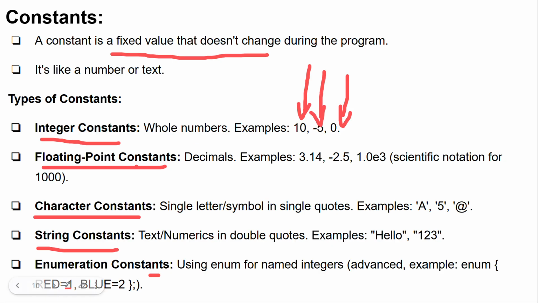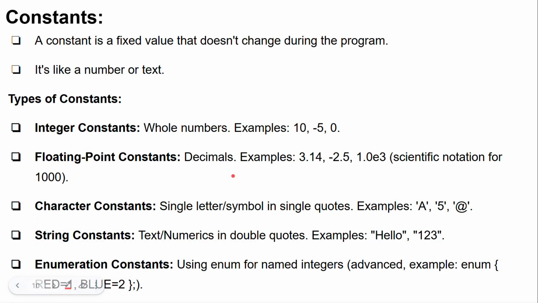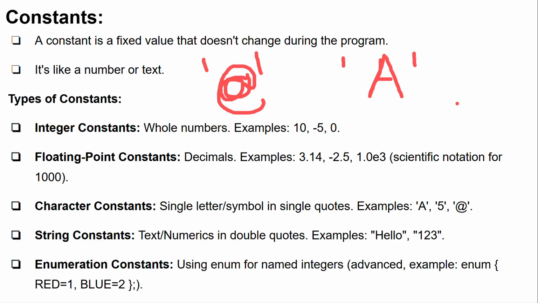Then we have a floating point constant. Whatever decimal values we have here, these values are also fixed, they won't change. For that reason, we call them floating point constants. Similarly, we have a character constant. Whatever we write within single quotes will be represented as a character constant, whether it is a character, a symbol, or a value, anything written within single quotes will be treated as a character constant.